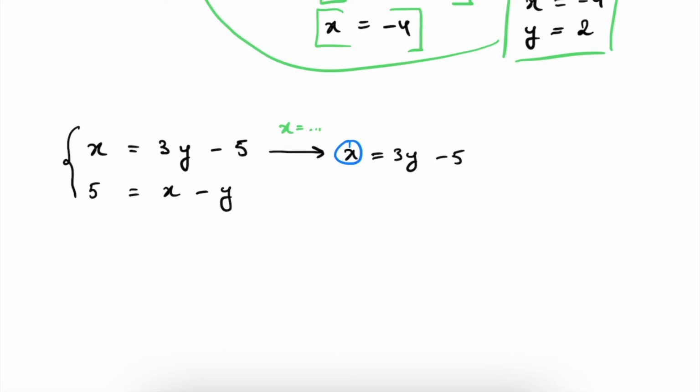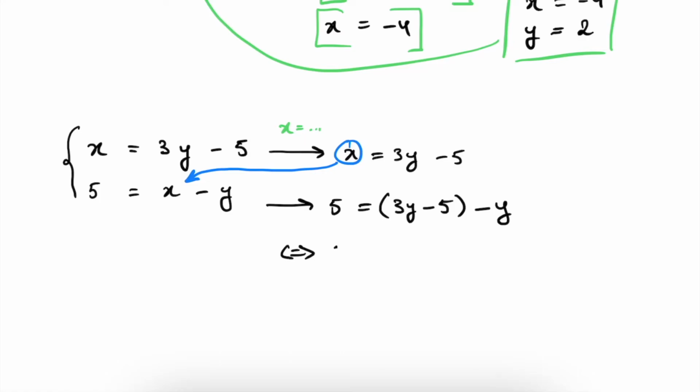So we have an expression for x as a function of y. This expression for x can then be used to substitute in the second equation. And then we get that 5 is equal to x, but x is equal to 3y minus 5, minus y. And this minus y is just copied over. And now we can rewrite this equation. So we get 5 is equal to 3y minus 5 minus y. So we can rewrite it even further. 5 is equal to 3y minus y is 2 times y, 2 times y minus 5.